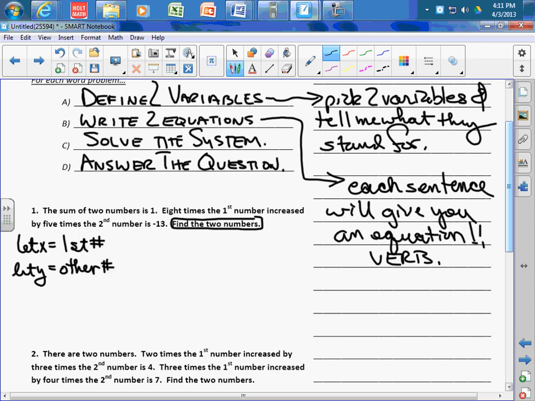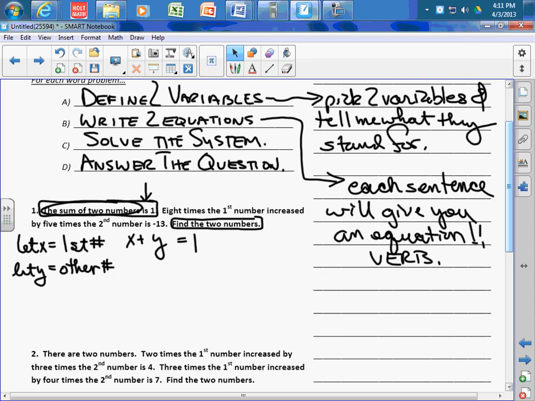Okay? Now, the sum of the two numbers is 1. There's a sentence that's going to turn out to be an equation. Where's the equal sign? Is. So something is 1. Well, what's equal to 1? Well, the sum of the two numbers. What are my two numbers? X and Y. So x plus y is equal to 1.